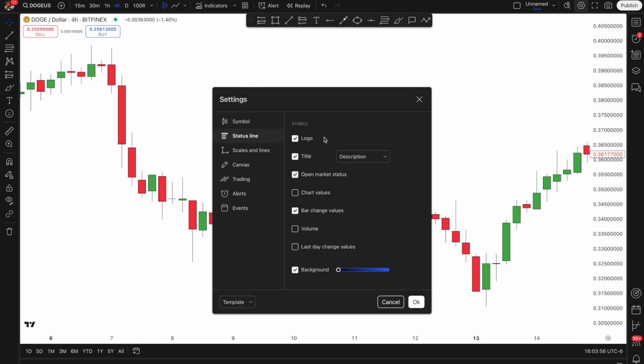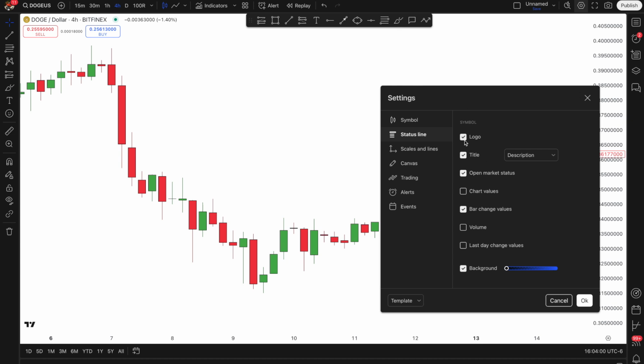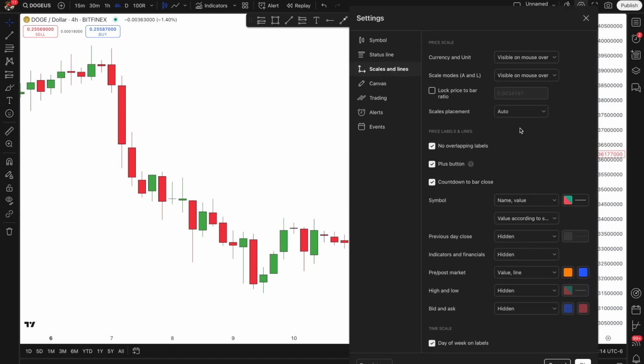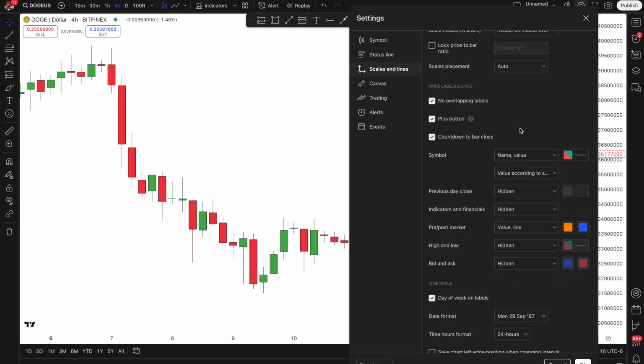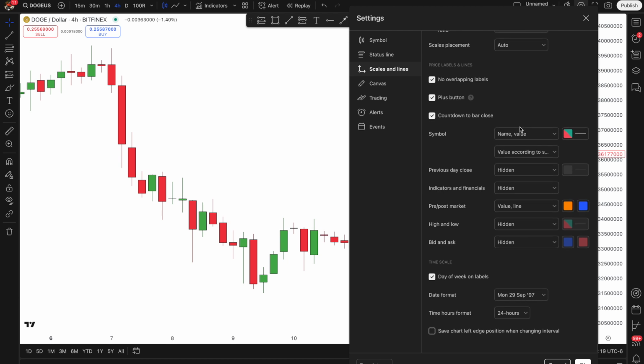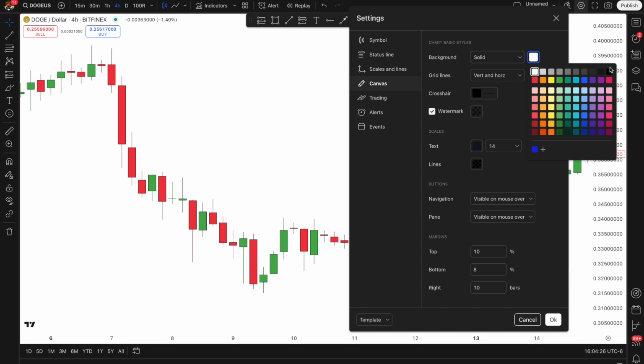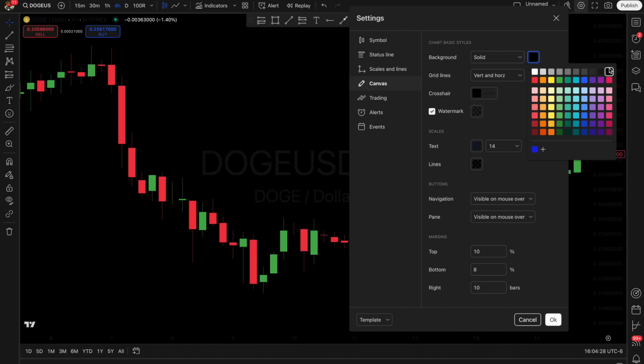Status lines, I don't really mess with this too much, but if you want to go ahead and pause the video again and copy my settings down right here. The logo kind of just shows you the logo for the stock you're watching or the crypto you're watching on the top left right there. This is Dogecoin, for example. And right here we have scales and lines. Pause the video if you feel the need to. And your canvas right here, again, pause the video if you need to go ahead and copy my chart.